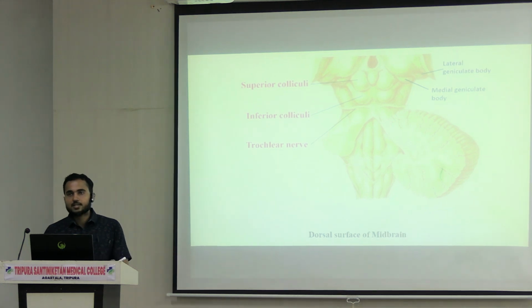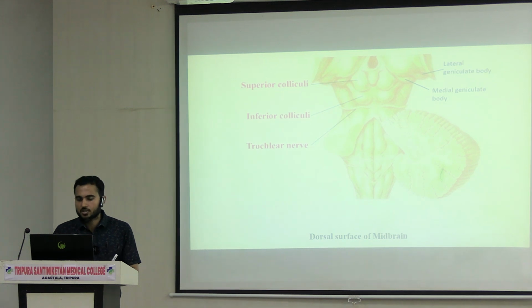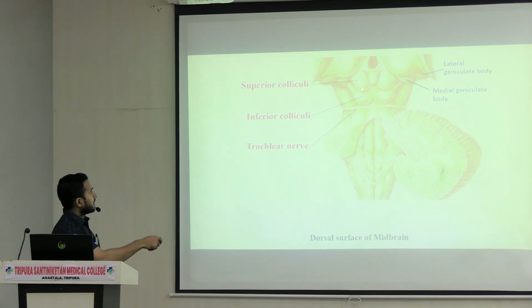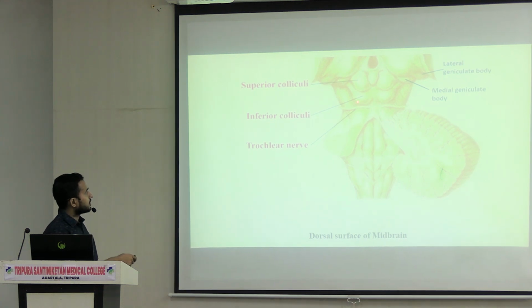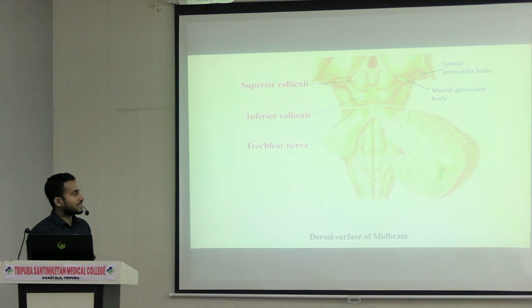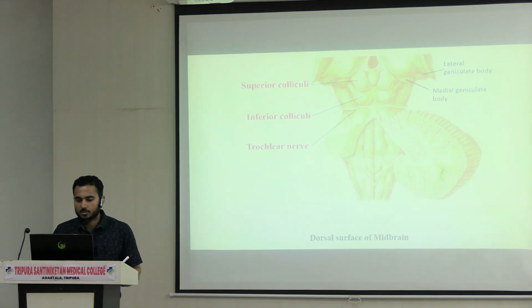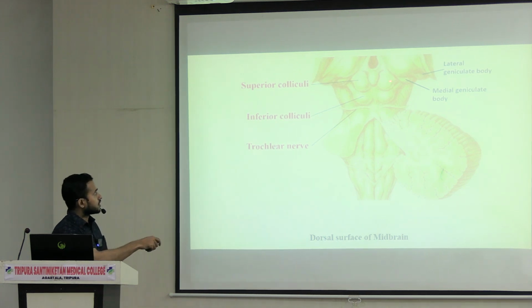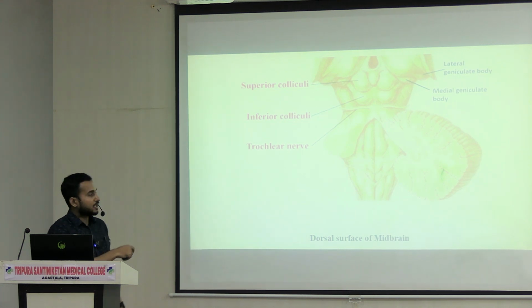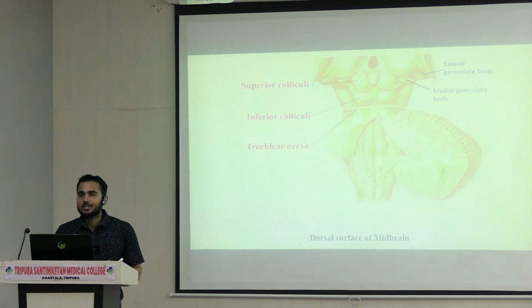Next, there are two important connections, that is the superior brachium and inferior brachium. As you can see, the superior colliculi are there, inferior colliculi are there, and along with that two swellings are there. These are called the geniculate bodies, medial and lateral geniculate body. So the superior brachium connects the superior colliculus to the lateral geniculate body, and the inferior colliculus is connected to the medial geniculate body by the inferior brachium.